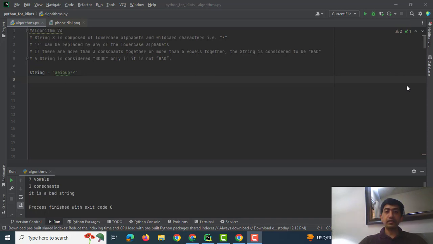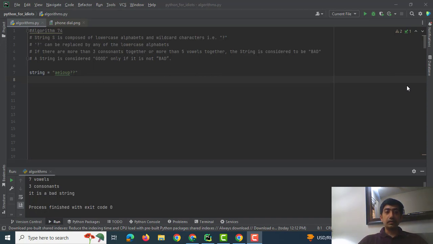In this task we are given a string and we need to classify it either as a good string or a bad string. A bad string is one where there are more than 5 vowels together or more than 3 consonants together, and if it is not the case then it would be classified as a good string. Now the string is composed of alphabets and question marks. The question marks can be either a vowel or a consonant.